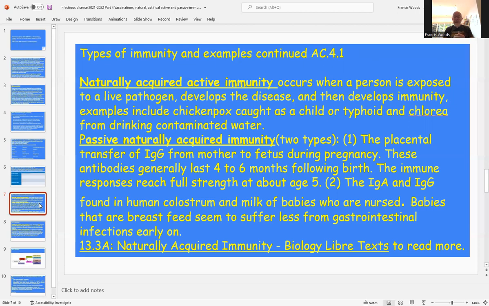For the naturally acquired immunity, there is the biology textbook there, and there's a hyperlink if you so want to have a look at the website and use it in your reference list.